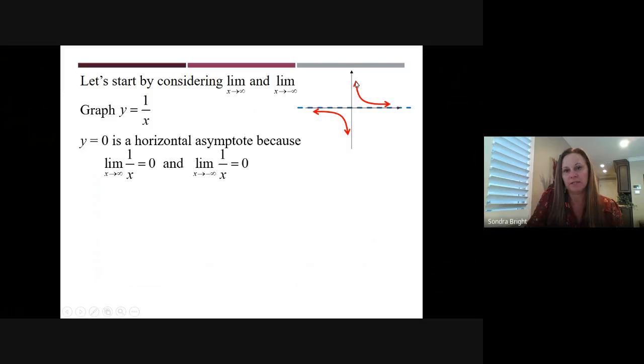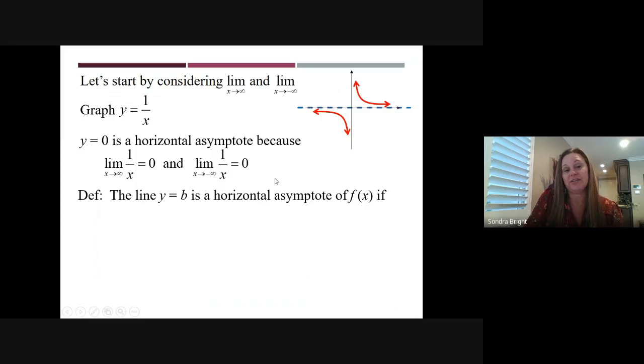So remember that limits are your y values, and so as x is getting larger and larger and larger, you're going along that line, your y value is approaching 0. And also as x is getting smaller in the negative direction, going to negative infinity, so it's getting large but in the negative direction, your y value is also approaching 0.